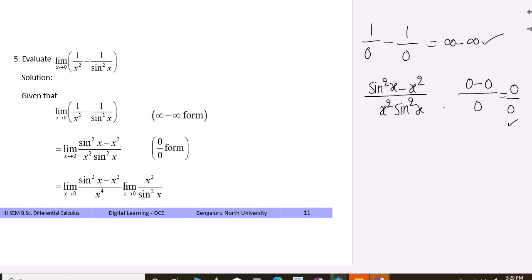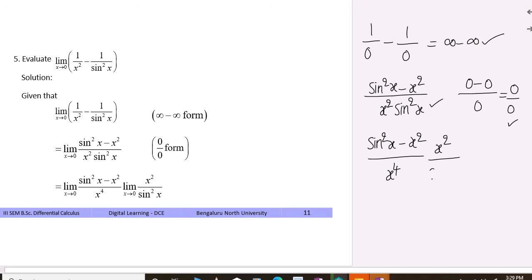Now I am going to change the form of this function. Observe sine square x minus x square. Instead of writing x square, I am writing x power 4. To compensate that one, I am writing x square here with sine square x. Now x square gets cancelled. We are going to get x square only. That means the form only changed.